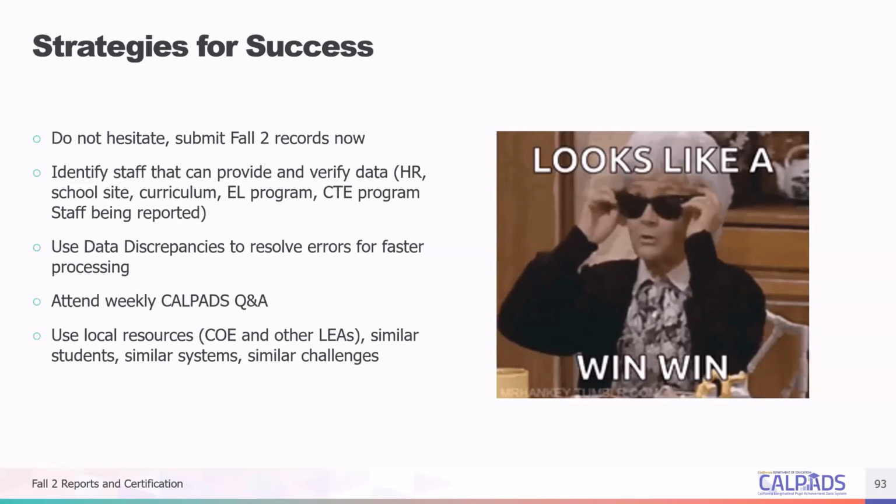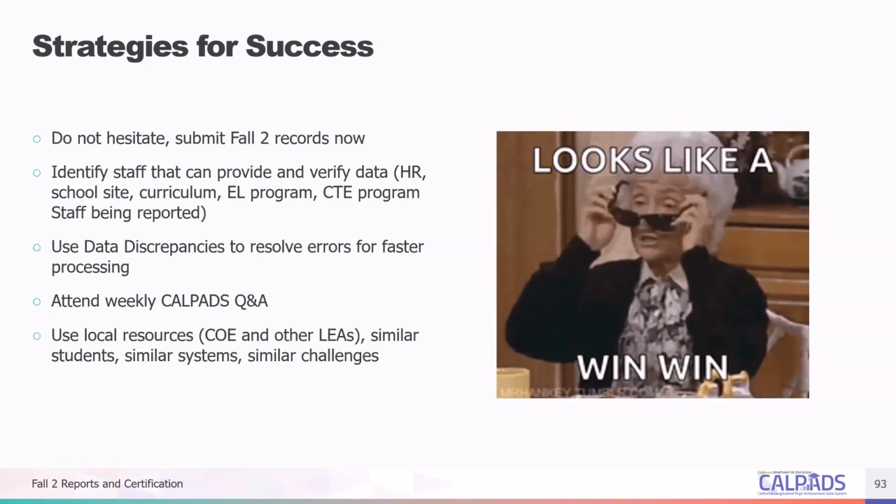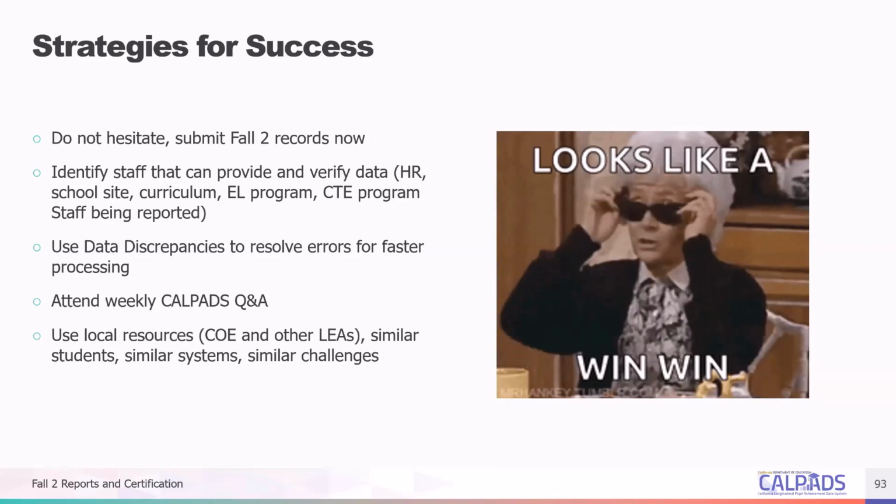Use data discrepancies to resolve errors for faster processing. Remember, the certification screen only refreshes periodically. The data discrepancy screen is constantly processing.